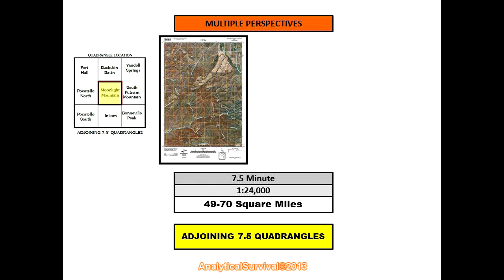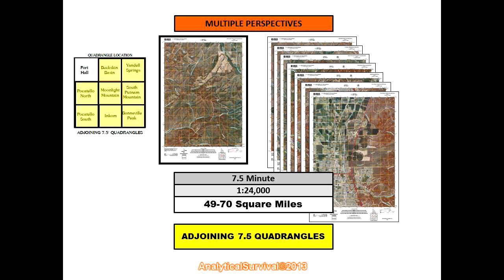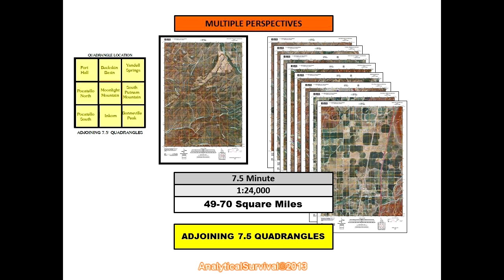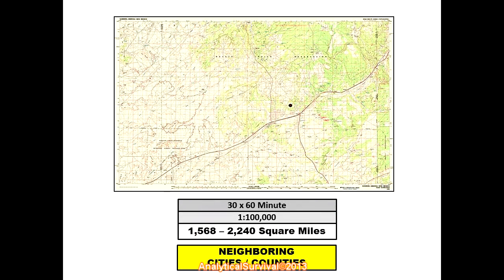It may be a little expensive, but trust me, it's a few bucks well spent. And that being said, to these 7.5 minute quads, I would most definitely add a few 30 by 60 minute maps as well. Why? Think about it. A 7.5 minute quad covers on average a width of roughly 8.5 miles or 16 kilometers.